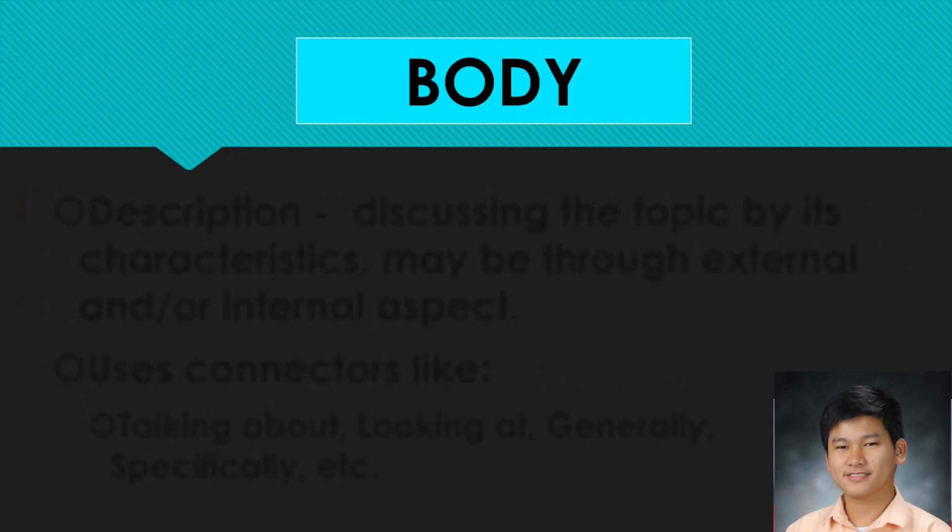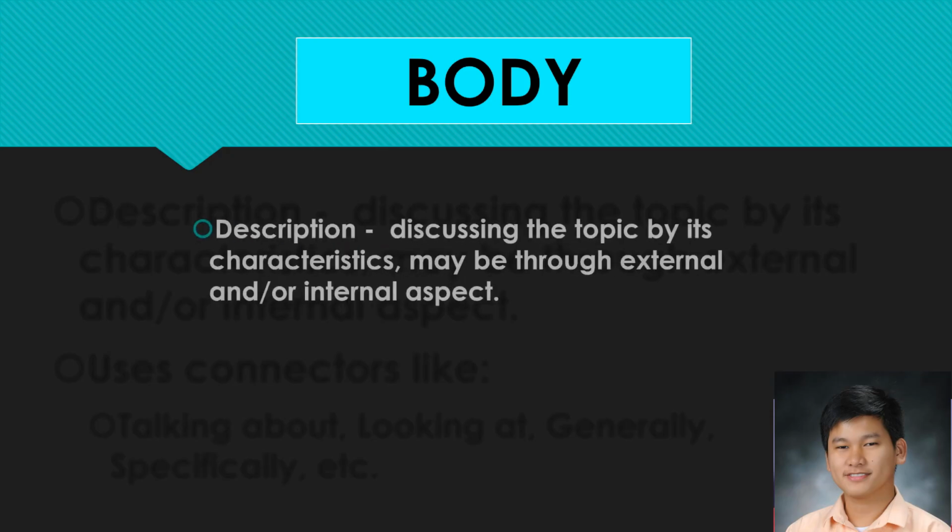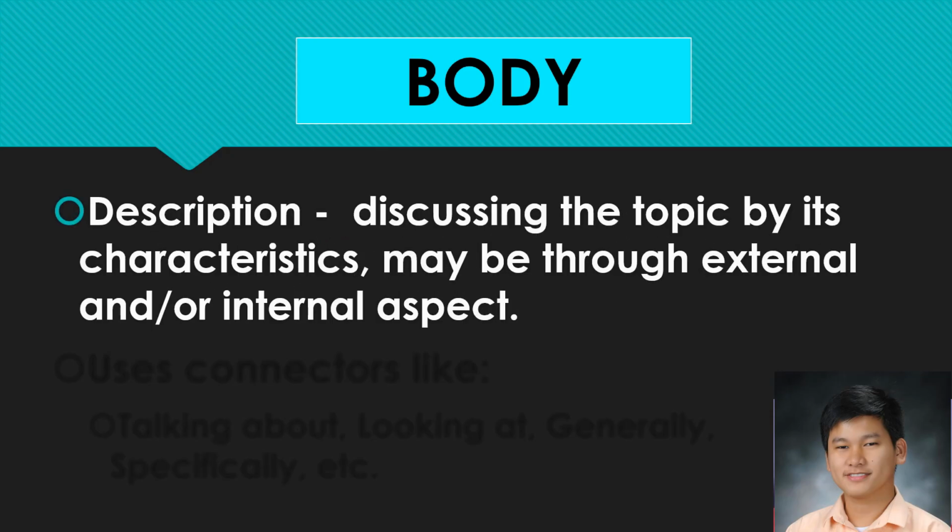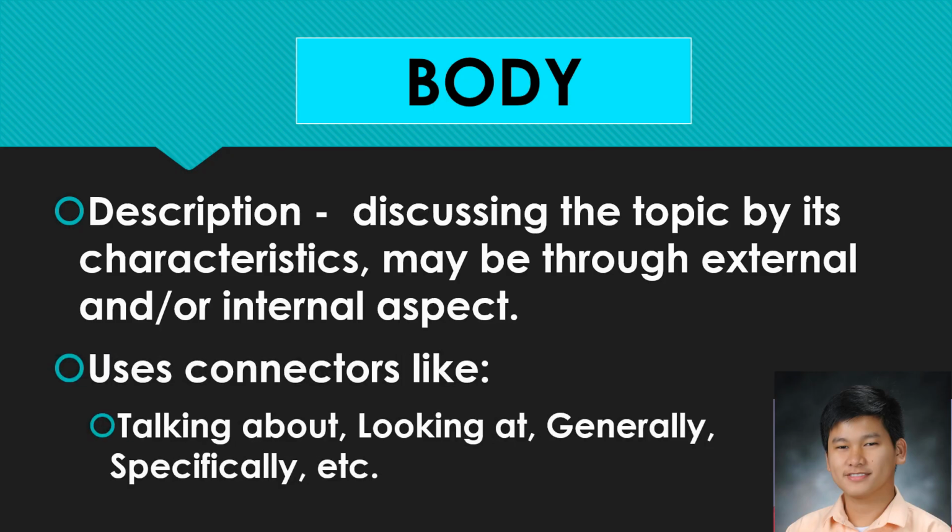Let's go to the body again, using the technique description. So, alam na rin natin to, diniscuss na rin natin sa module 2. Description is, you discuss a topic using its characteristics. So, you're trying to paint a picture in the imagination of the reader about a person, an event, a place, or whatsoever. Okay, so here are the connectors you can use: talking about, looking at, generally, specifically, etc.